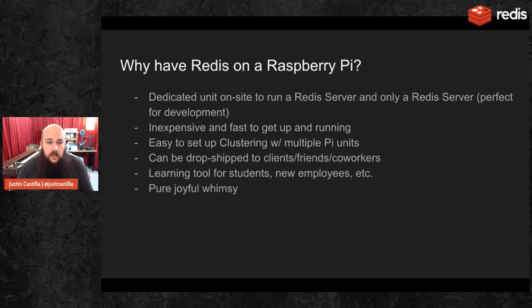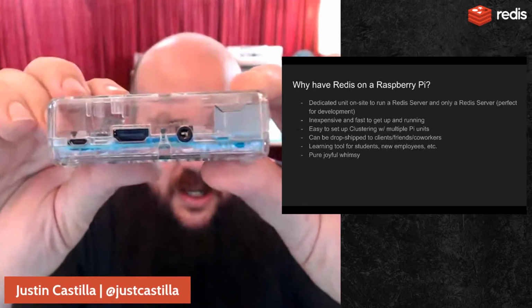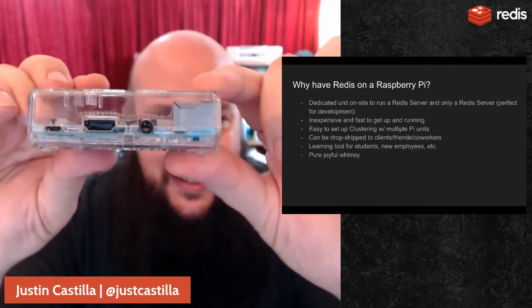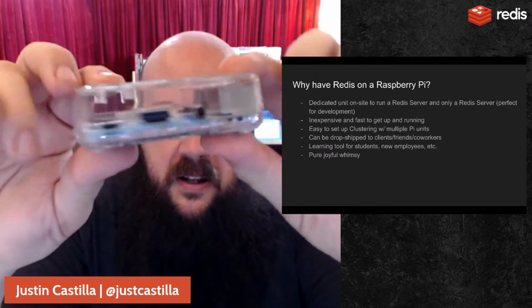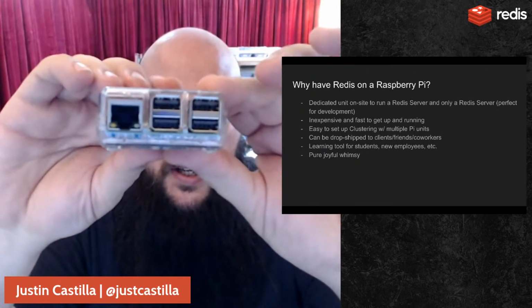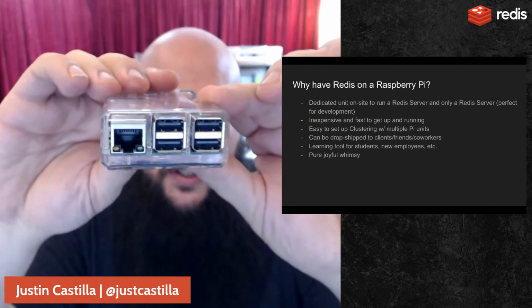So I can actually set up my own cluster. And I actually don't have one connected to my network right now, but this is what it looks like. It's in a protective case, but it's just a very small little unit. There is the HDMI, the audio, and that's the USB power right there. And then there's your Ethernet, and we have 4 USB ports.